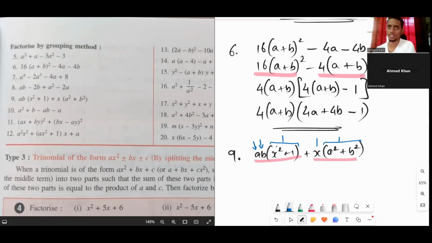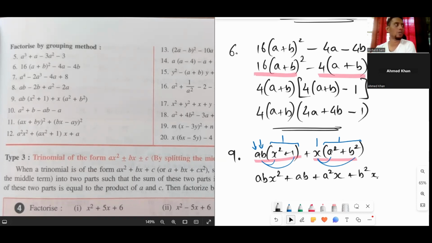We do the opposite of factorization in the previous chapter. That is, you multiply AB into this, AB into this, X into A square, X into B square. Then you'll be able to take off the brackets. So first AB into X square, ABX square, plus AB into 1, AB, plus X into A square, A square X, and X into B square, B square X. So now I have 4 separate terms instead of 2 terms.